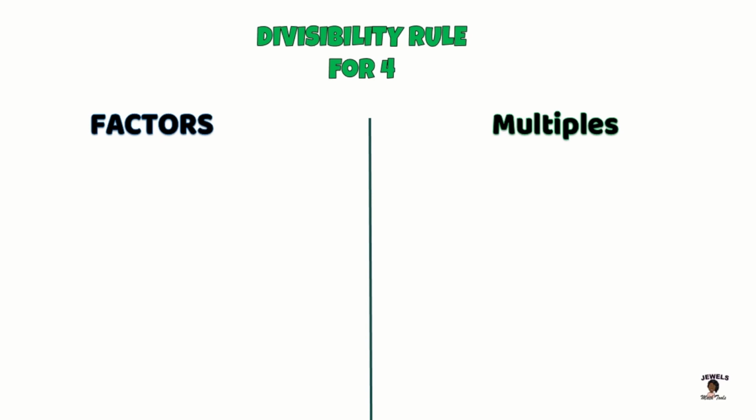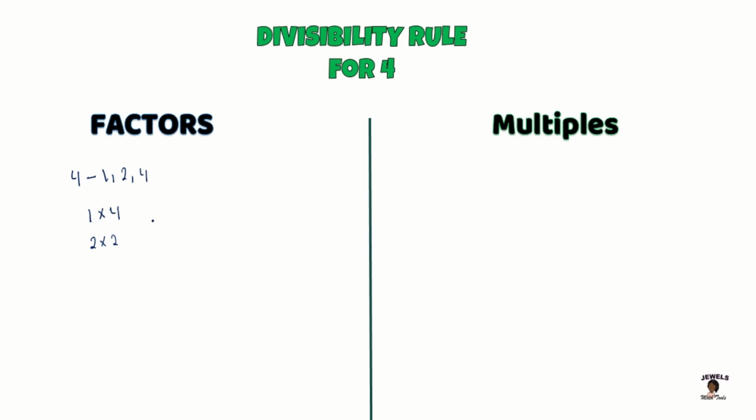Now when looking at the factors of 4, it's important to remember that these are numbers that we can multiply to get the number 4, or numbers that can divide into 4 without a remainder. So when looking at the different ways that I can multiply to get the number 4, I know that 1 times 4 is equal to 4, and I know that 2 times 2 is equal to 4. And these numbers, which are 1, 2, and 4, are what we call the factors of 4.